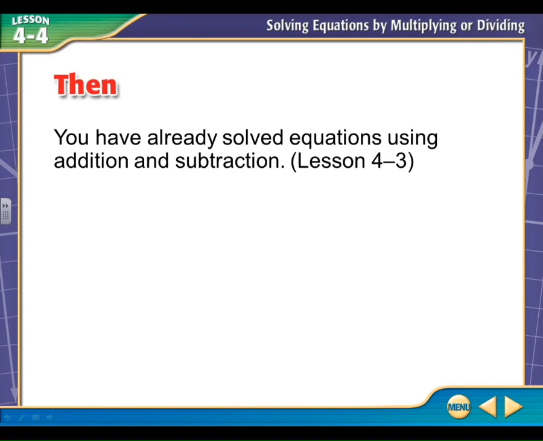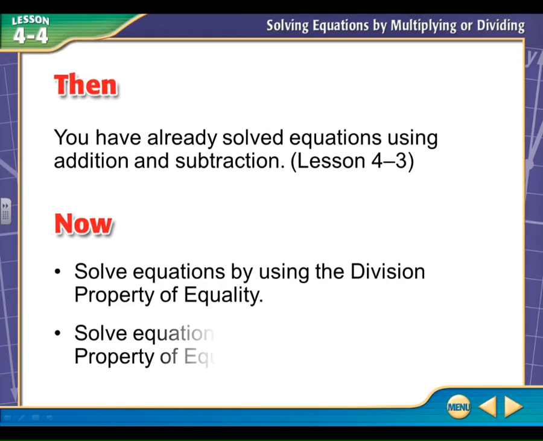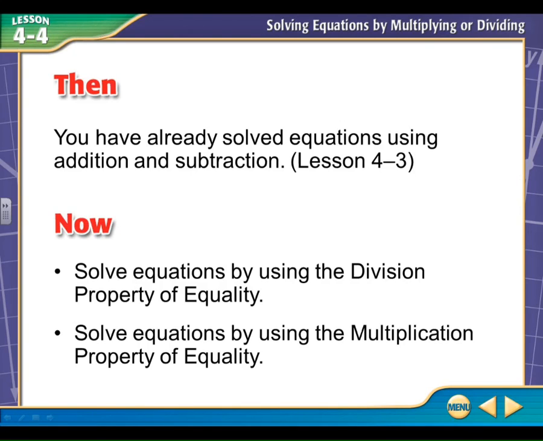So in the past, you have solved equations using addition and subtraction. That was in Lesson 3. And by the end of this lesson, you should be able to solve equations by using the division property of equality and solve equations by using the multiplication property of equality. Remember, we're simply using inverse operations to isolate the variable.